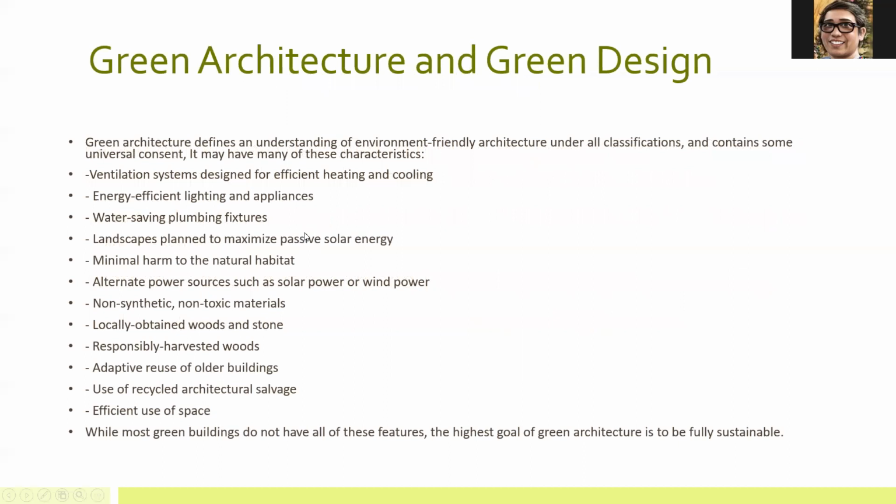So green architecture and green design, these are the different classifications. The green architecture defines and understands environmentally friendly architecture under all classifications and contains some universal consent. It may have one of these many characteristics. Kasi pag nakita mo itong mga characteristics na to, you are pursuing green architecture or green building design. So you need to introduce these characteristics in your building to be called a green building or a sustainable or high performance building. So it should use alternate power source, no?